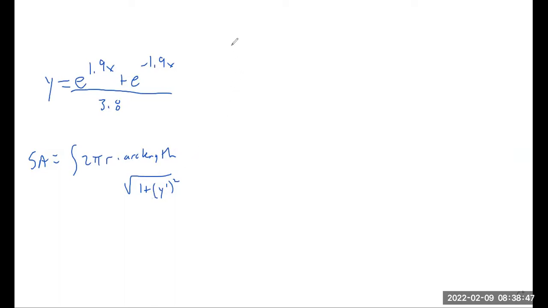So let's see if we can get it and try to simplify it a bit. Let's start just with the derivative. So y prime, this 3.8 that's on the bottom, that's a constant. So I'm going to go ahead and just bring that out.